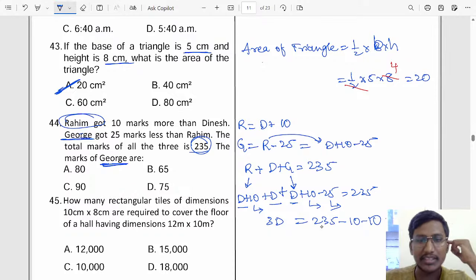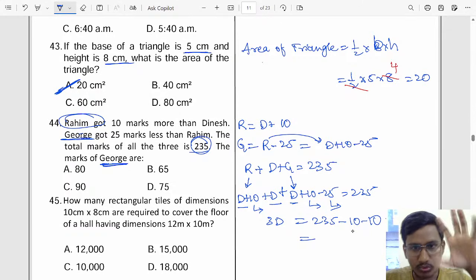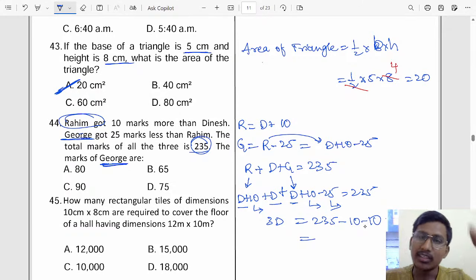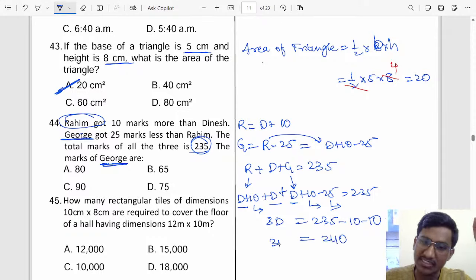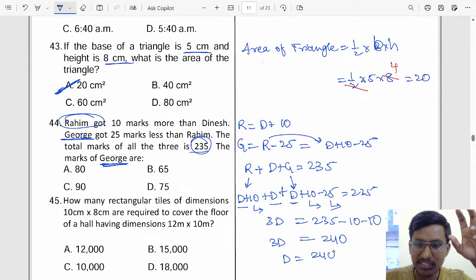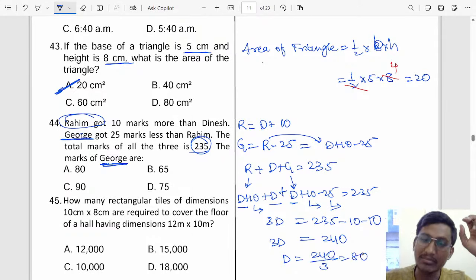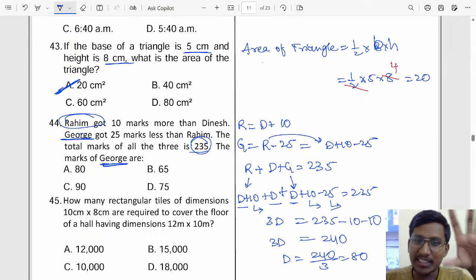So 235 minus 10 is 225, 225 minus 10 is 215. Minus 25 becomes plus 25, so 215 plus 25 is 240. So Dinesh 3 times is 240. Dinesh will be 240 divided by 3, so you get 80 marks. Dinesh is 80 marks.